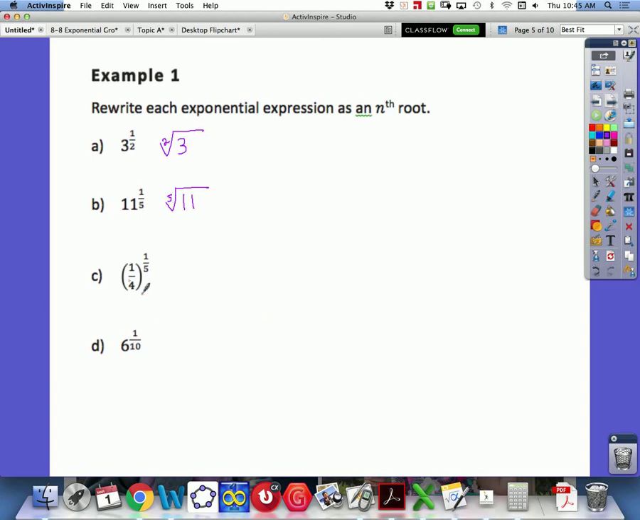Even if it's a fraction to begin with, that's okay. We can still write it the same way. We're going to draw my radical. I'm going to put my 1/4 under, and then my index is 5. And we'll do it one more time. My base is 6, my index is 10.